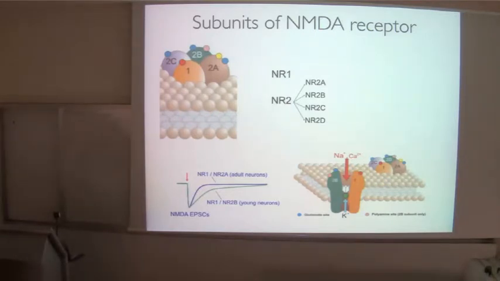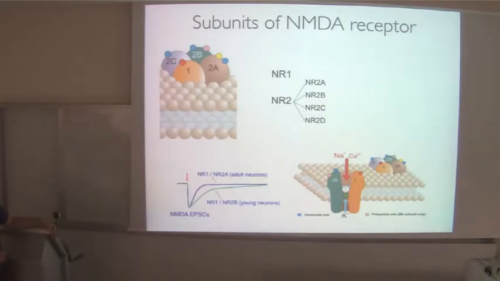Now the NMDA receptor, I'm not going to go much into the details, but basically it's a complicated protein. It's built from 4 subunits, and some of these subunits can be exchanged. So you have all kinds of variants of the NMDA receptor. You have different variants of NMDA receptors.